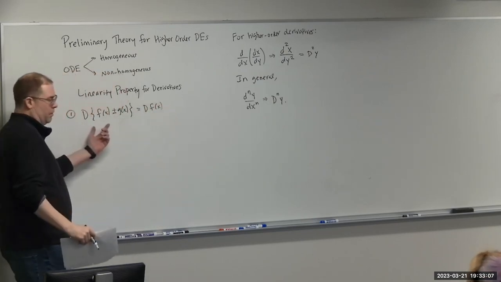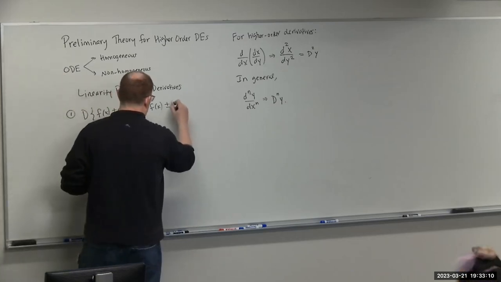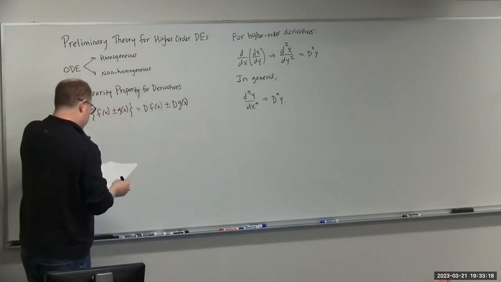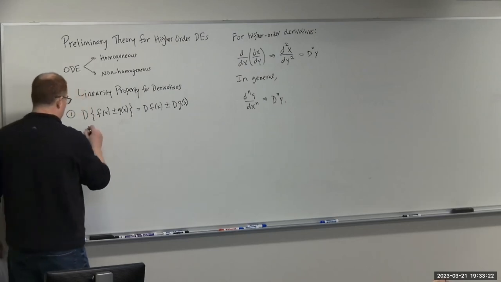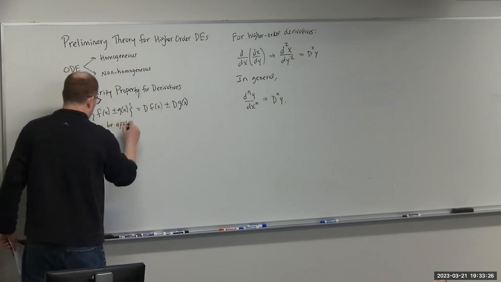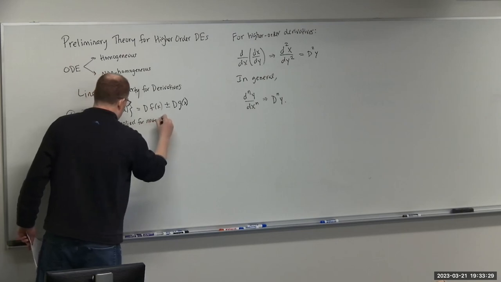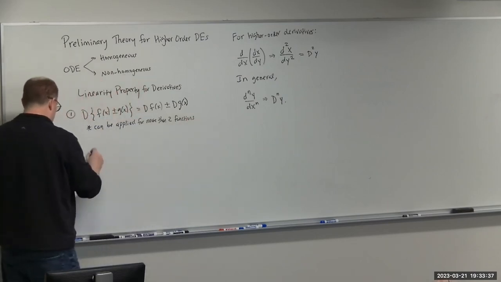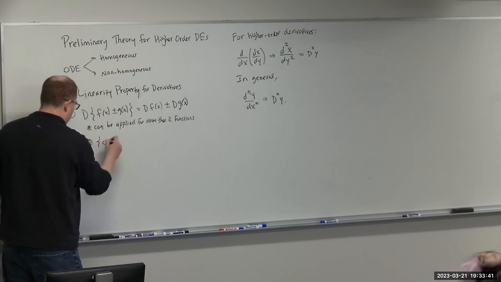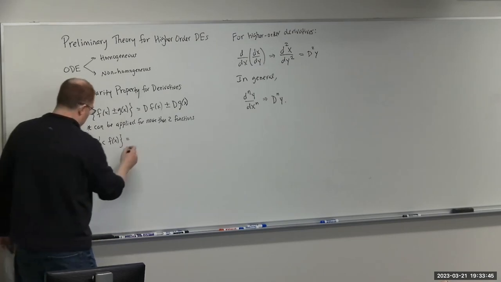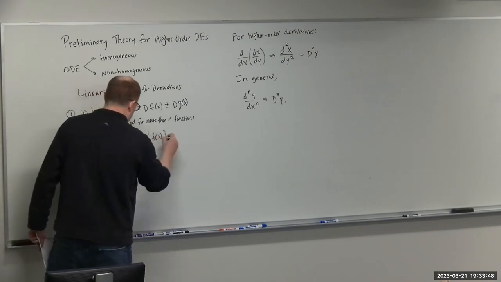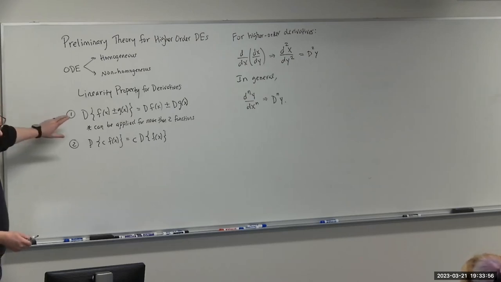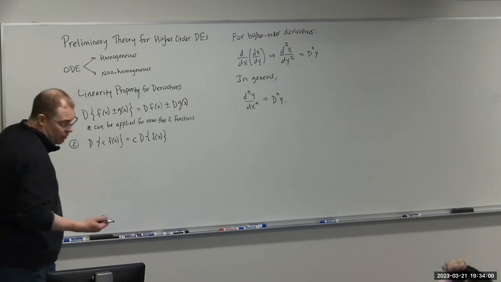If we take the derivative of this, we know that we can split it up over the sum or difference. Obviously this can be applied for more than two functions. And the other one is that if you have a constant, we can take that constant outside the differential operator. Both of these being satisfied tells us that the differential operator is linear. That's all that means.